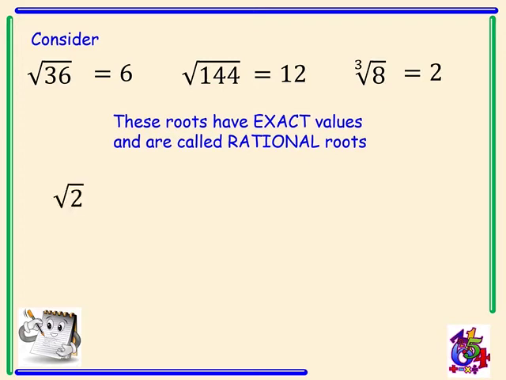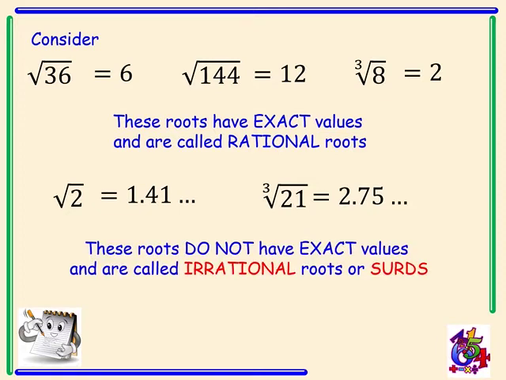However, root 2, if we put this in our calculator, will be 1.41. The cube root of 21 is 2.75 to 2 decimal places. These roots do not have exact values. They don't give us whole numbers, and therefore they're called irrational roots or surds. So a surd does not give us an exact value.